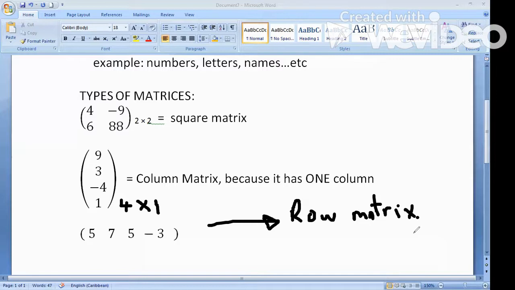All right, so we have what we call a row matrix. Sorry, we call it a row matrix.